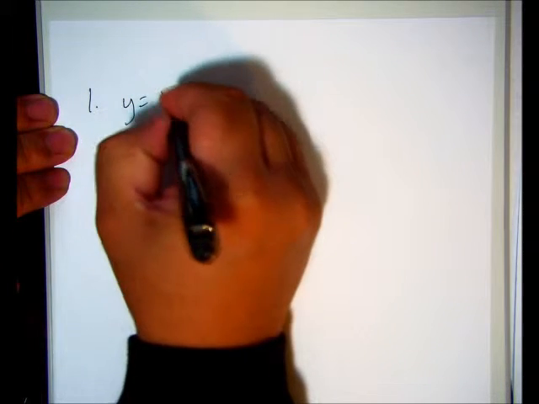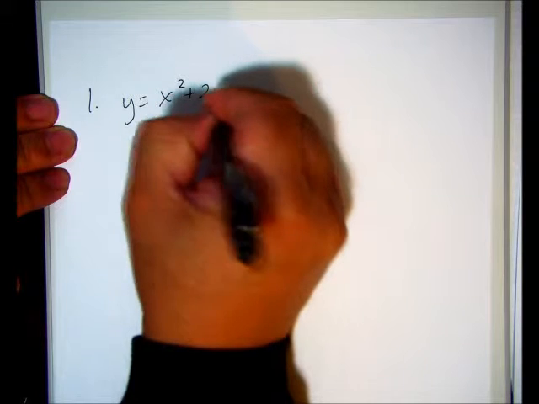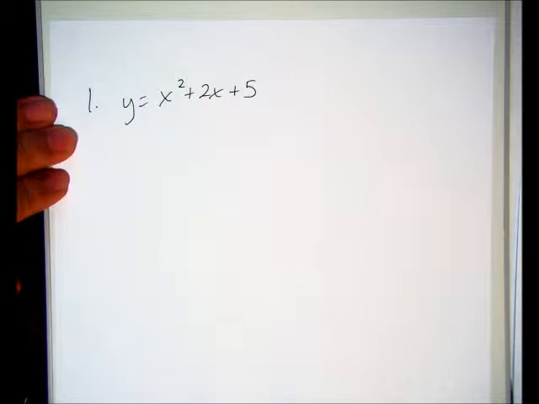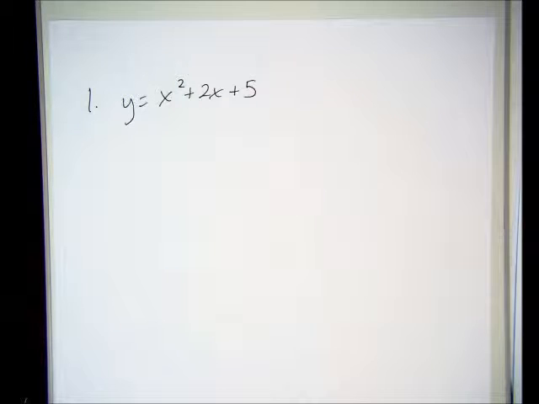Anyways, here we go. I'm going to do a problem from the worksheet now. Here's number 1. The examples I just showed you have the vertex form. The problems on the worksheet are not in vertex form. So what we're going to do is complete the square to turn these into vertex form.